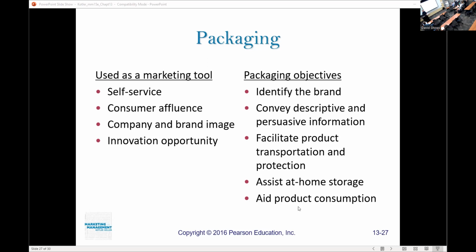It is not for any reason whatsoever that when you buy a food product with a can, or a box, it's going to have a recipe on it. Why? Because they want to be able to give you practical uses for that as well. And that's where the aid of the product consumption comes in.